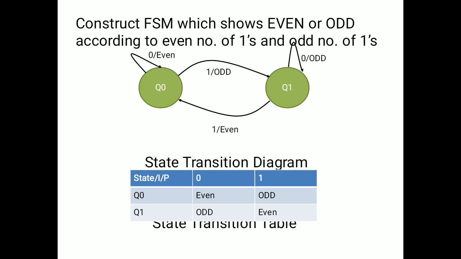At the same time, if 0 is coming again, for example, we have the string 0 1 0. So the first time 0 is coming, it will show you the output as even. The next letter is 1, so 1 is coming one time, so it is generating odd output. And if 0 is coming again, in this entire string 1 is coming an odd number of times. So at Q1, if we give 0 as input, it will generate the output as odd.